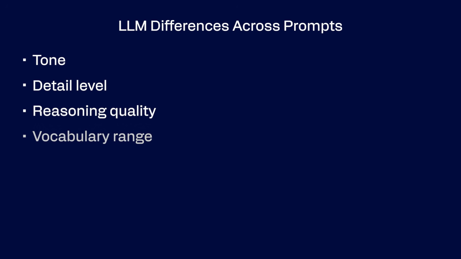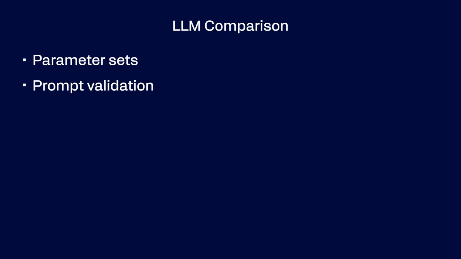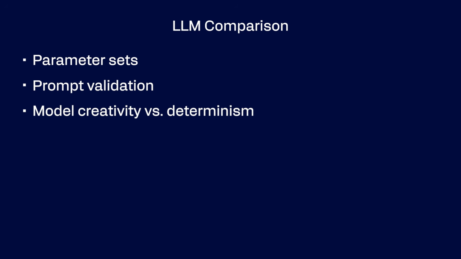Even when using the same prompt and identical settings, different models can diverge significantly in tone, detail level, reasoning quality, and vocabulary range. This hands-on testing is the fastest way to learn what works for your use case. You now have a flexible, practical tool to compare two LLMs, compare parameter sets, validate prompt tuning, understand model creativity versus determinism, and explore how open-source LLMs behave under different constraints, all using the Qualcomm AI Inference Suite's OpenAI-compatible interface.